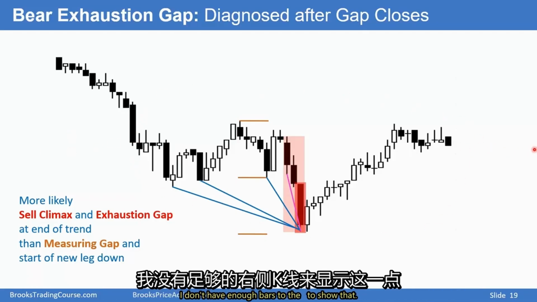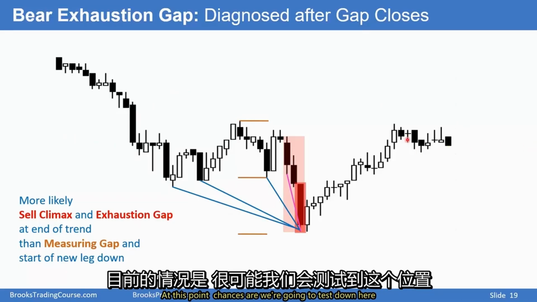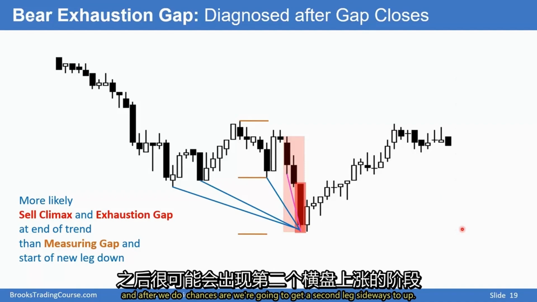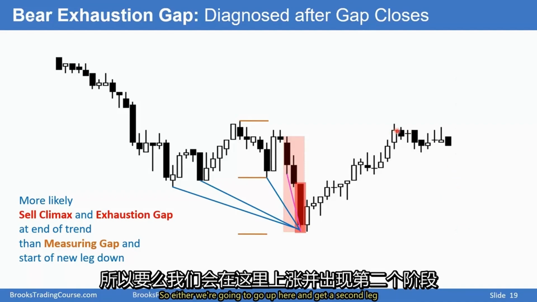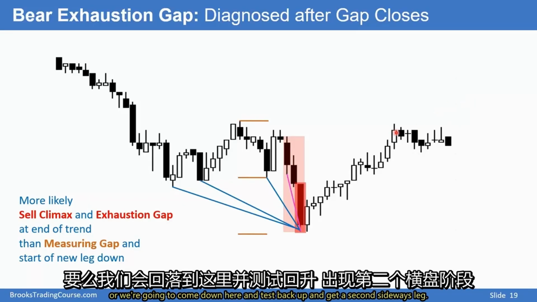I don't have enough bars to the right to show that. At this point, chances are we're going to test down here, and after we do, chances are we're going to get a second leg sideways to up. So either we're going to go up here and get a second leg, or we're going to come down here and test back up and get a second sideways leg.